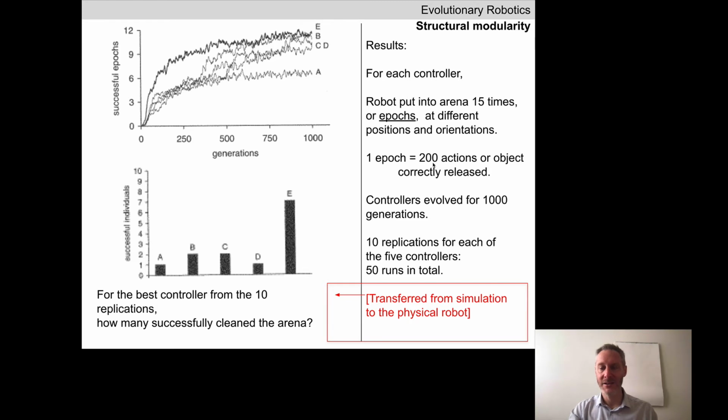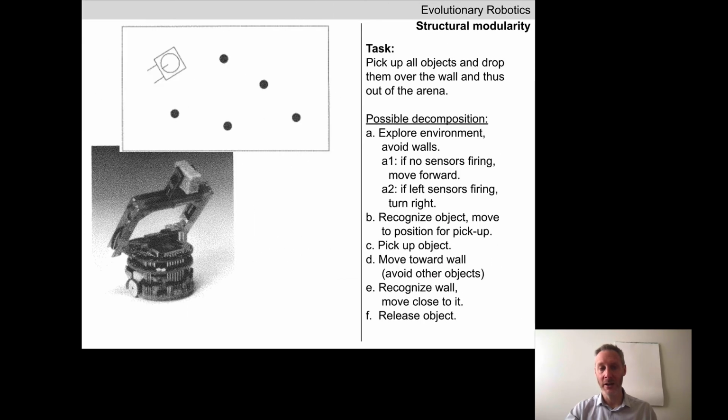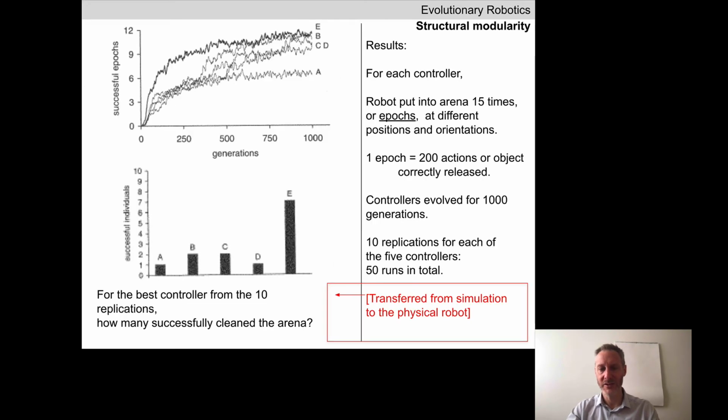I think I neglected to say it. This is a very early experiment. This was before physics engines. So this was all done directly on the physical Khepera. Each controller was evolved for 1,000 generations, like you see here, and they did 10 replications, or they did 10 evolutionary runs for each of the 5 different neural network types, leading to a total of 50 different evolutionary runs.